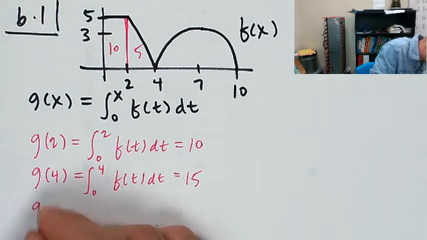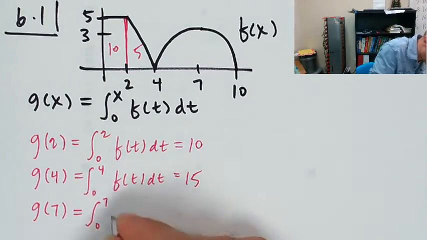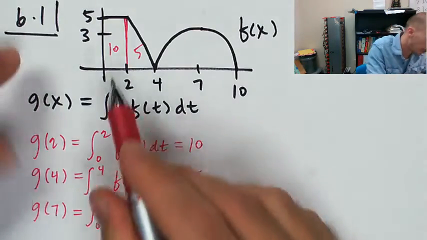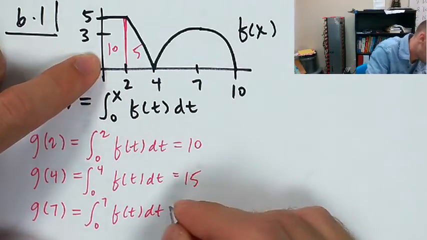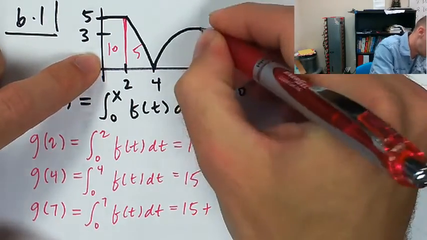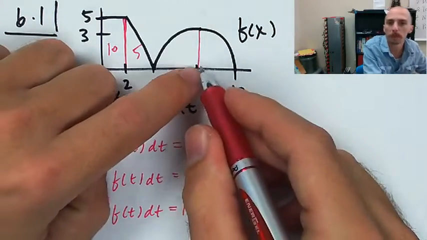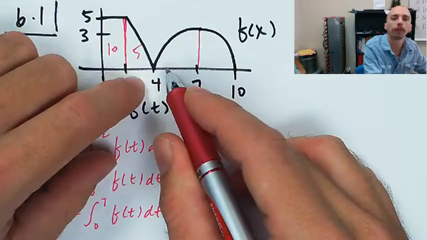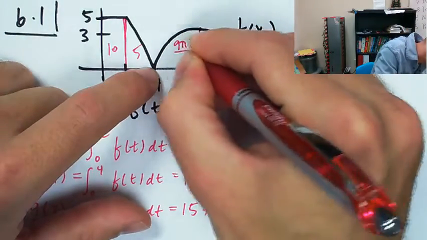Then if I asked for g of 7, I'd be integrating from 0 to 7 on f of t dt. And if I went from 0 to 7, I would have the 15 from the area here, plus the area of this quarter circle. The area of the whole circle would be pi times radius squared. Radius is 3, so it would be 9 pi. If it's just a quarter of that, that would be a quarter of 9 pi.